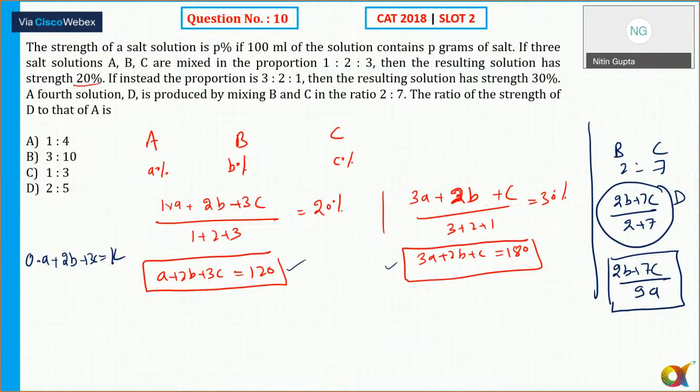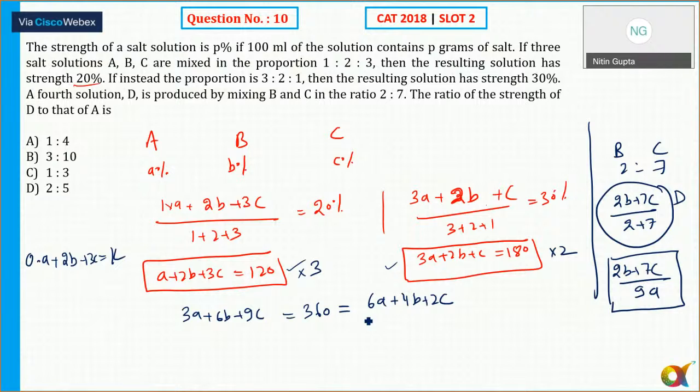And what I can do, I can equate these two. This is 120. Alright, this is equal to 120. So what is the value of 120 if I multiply this ratio by 3 and this by 2? Both of them will be equal. So I'll say that is equal to 3a plus 6b plus 9c, which is equal to 360. From the second equation, multiplied by 2, that is equal to 6a plus 4b plus 2c.